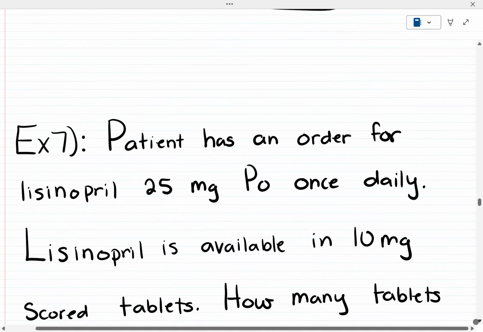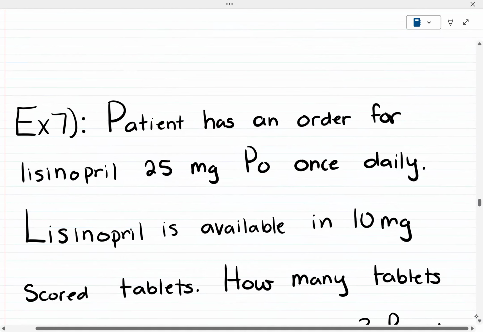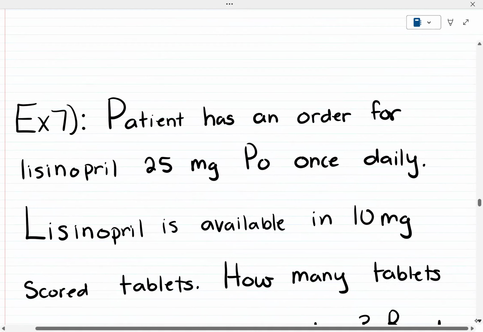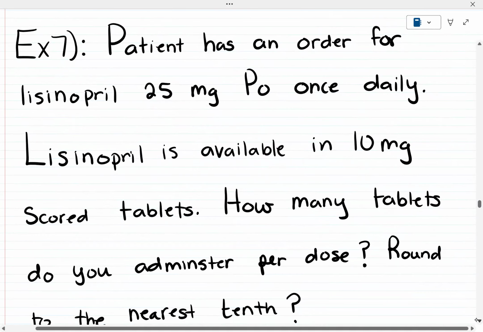Okay, example 7. Patient has an order for lisinopril 25 mg PO once daily. Lisinopril is available in 10 mg scored tablets. How many tablets do you administer per dose? Round to the nearest tenths.